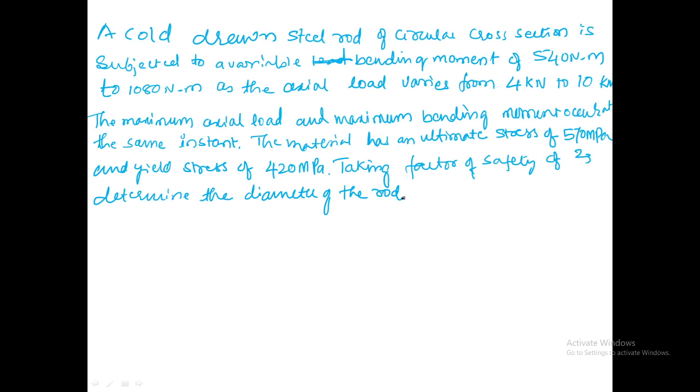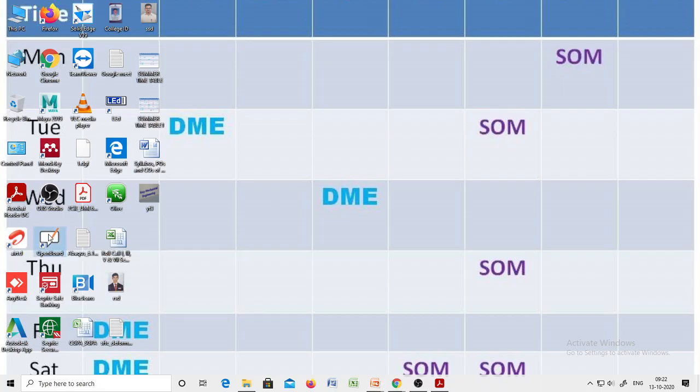So now this is the given problem. Here it is a cold drawn steel rod of circular cross section, subjected to a variable bending moment and variable axial load. So first you note down all the given data.